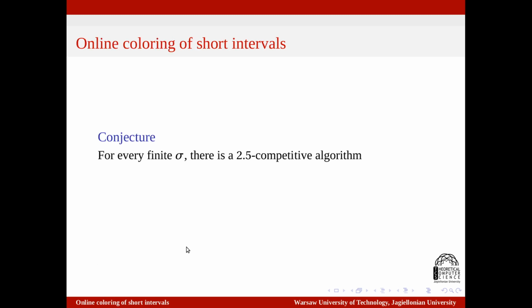Okay, so I want to wrap up this talk with a nice conjecture that we leave in our paper, and the conjecture is that for every finite sigma there is a 2.5 competitive algorithm that covers short intervals. Okay, so that's all. Thank you very much.